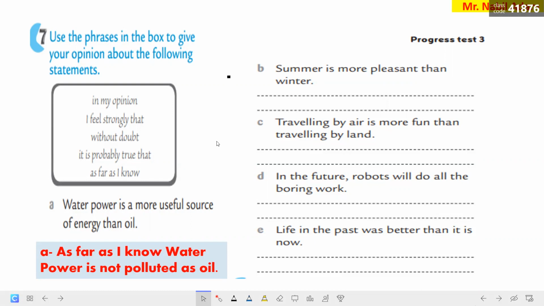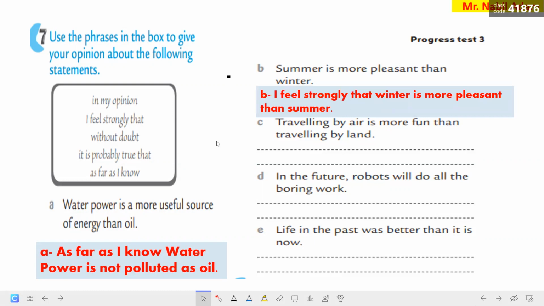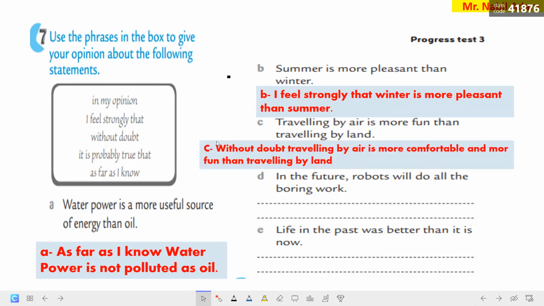Summer is more pleasant than winter. What do you think? I feel strongly that winter is more pleasant than summer. Traveling by air is more fun than traveling by land. Without doubt, traveling by air is more comfortable and more fun than traveling by land. There is a missing E here, more, M-O-R-E.